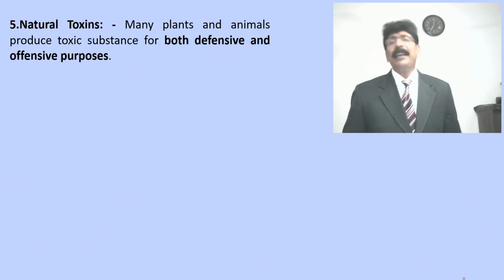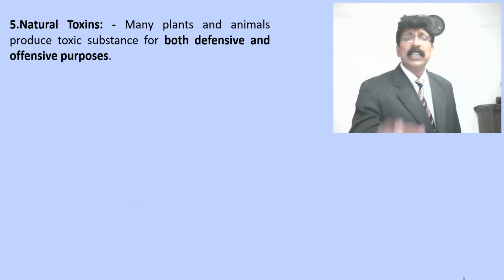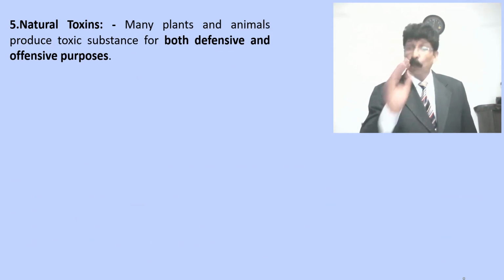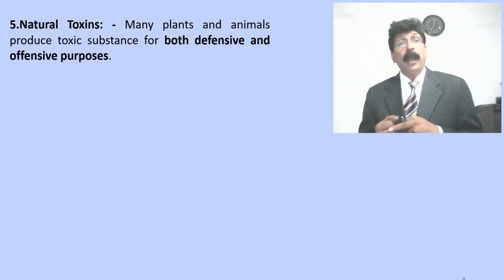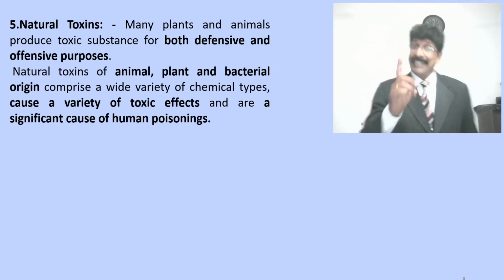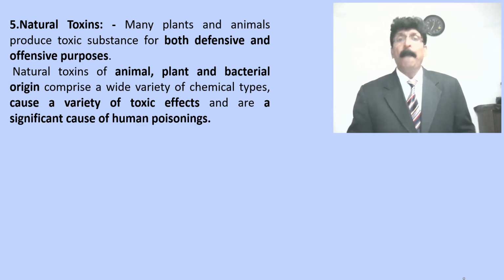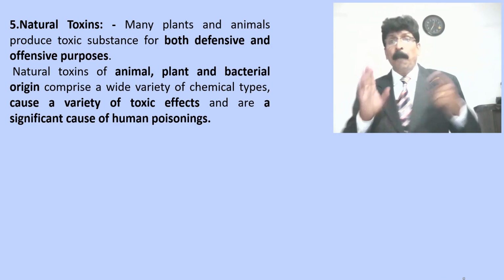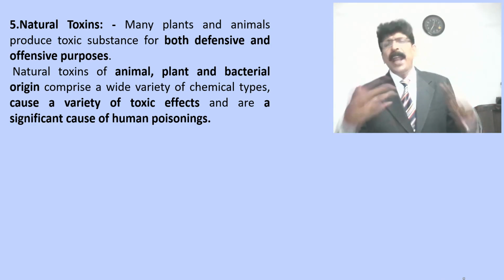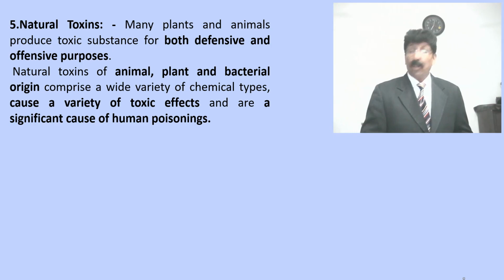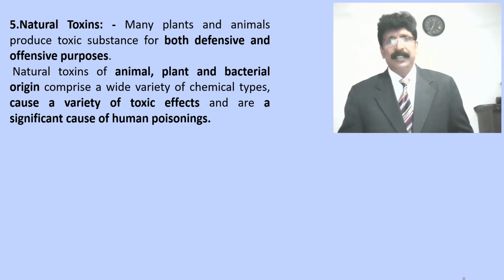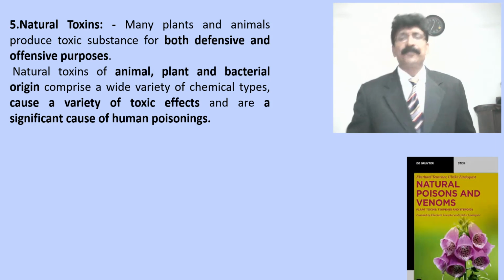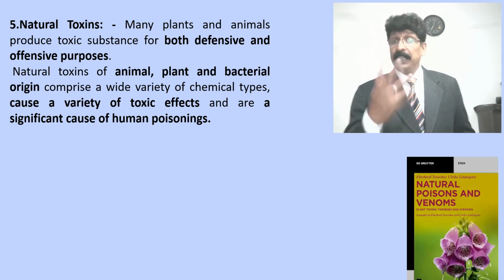So number 5, natural toxins. Many plants and animals produce toxic substances for both defensive and offensive purposes. Natural toxins of animal, plant and bacterial origin comprise a wide variety of chemical types, cause a variety of toxic effects, and are a significant cause of human poisonings. Natural poisons even include venoms.